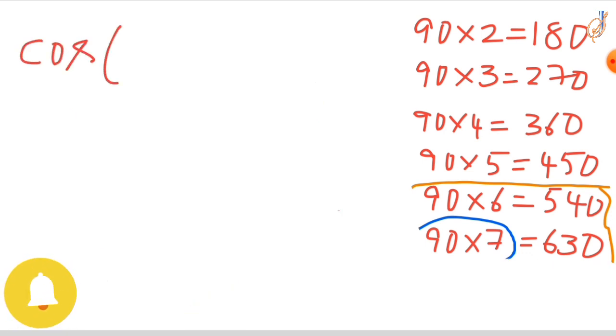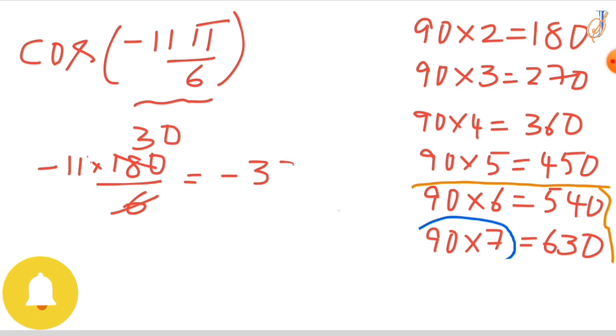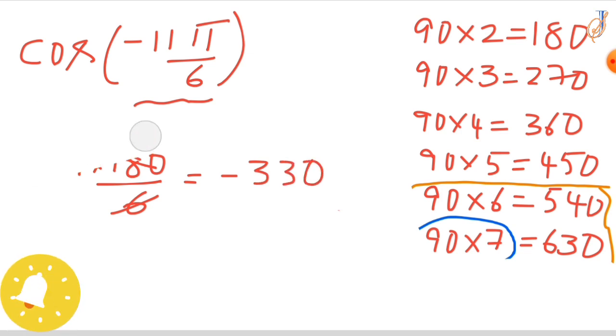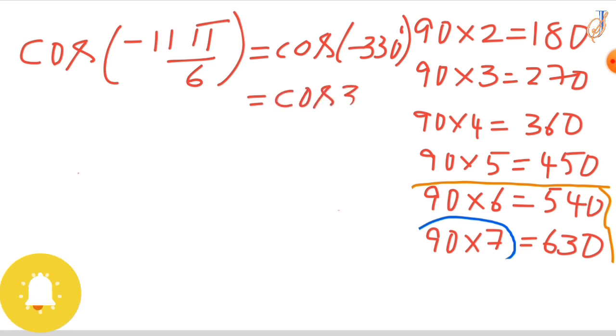Cos of minus 11 pi by 6. Let's take this minus 11 pi by 6. Pi by 6 is nothing but 180 by 6. So after cancelling, you will get 11 times 30, which is minus 330. So cos of minus 11 pi by 6, the value is cos of minus 330. Cos of minus theta is equal to cos theta. So we can write this as cos of 330 degrees.